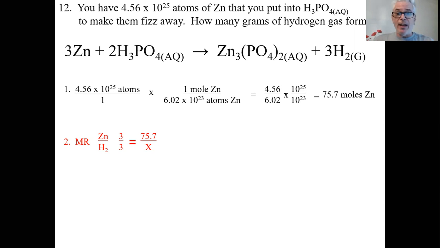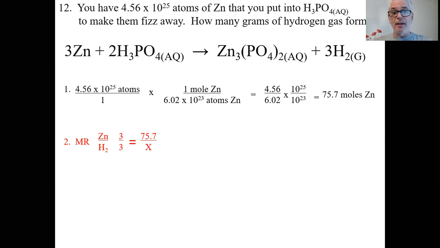Now, I suppose you could think, hey, I'll just reduce that to 1 and 1. Never change the mole ratio. The mole ratio here is 3 to 2 to 1 to 3. We happen to be looking at 3 to 3. Leave it alone. Now, we have not 3 moles of zinc. We have 75.7 moles of zinc. And we want to know how many moles of hydrogen is that proportional to, so the X goes on the bottom here. How do you deal with this?